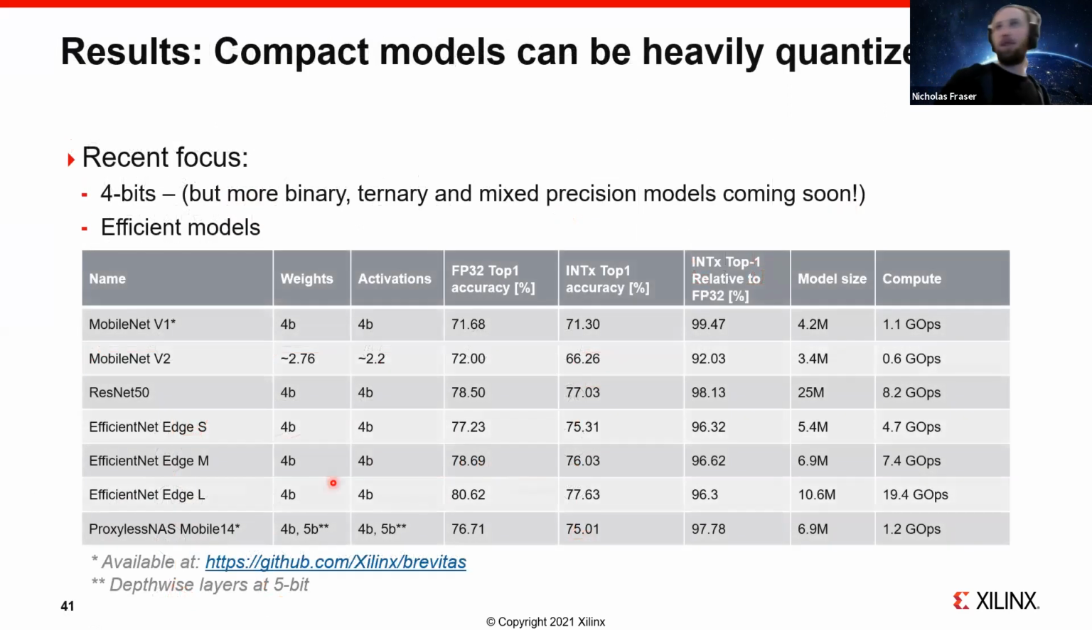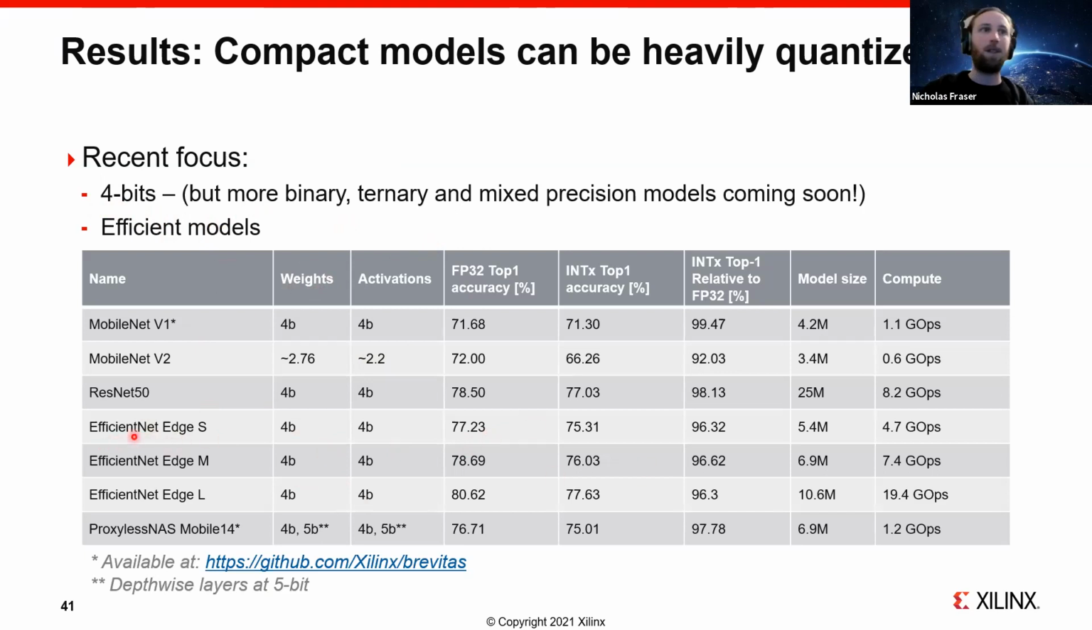So I'm just going to give you some results. I'll try to be a little bit brief because there's still a lot more I want to get through today about what you can achieve in quantizing with Brevitas. We've had a recent focus on 4 bits. So a lot of the models that we've been looking at are 4 bits everywhere, in some cases, except for the first and last layer.